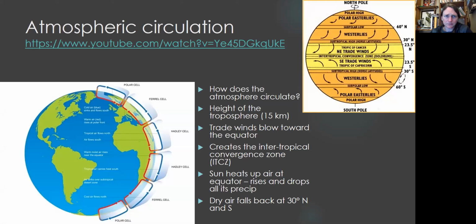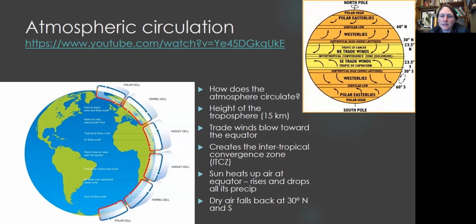The first one is atmospheric circulation. So there are these big cells called Hadley cells, Ferrel cells, and polar cells that move air currents around the globe. And they move air from the surface up into the height of the troposphere. And there are trade winds that blow around the Earth and create some of our prevailing winds. And these things in combination create what's called the intertropical convergence zone.